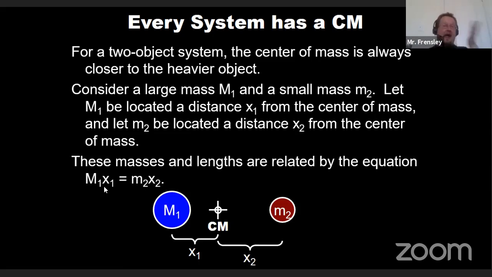So let's say that M1 is 8 and its distance to the center of mass is 3. Then if M2 was 6, its distance to the center of mass would be 4, because 8 mass times 3 distance would equal 6 mass times 4 distance.